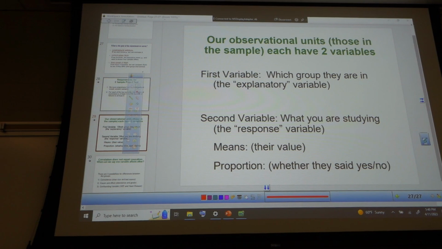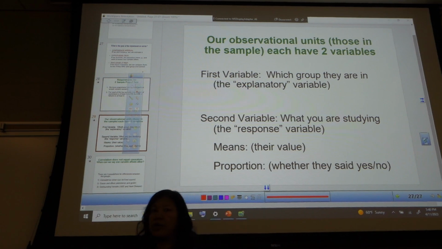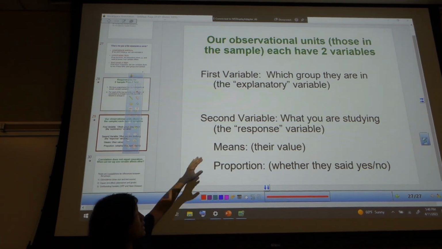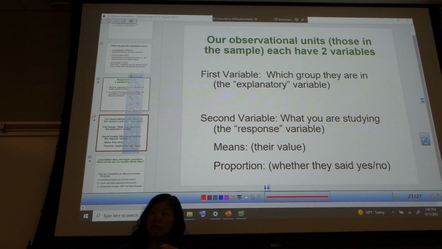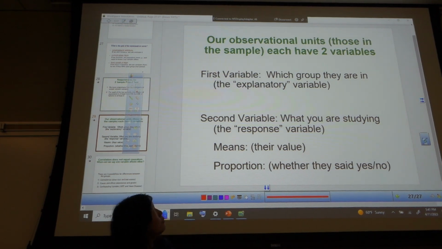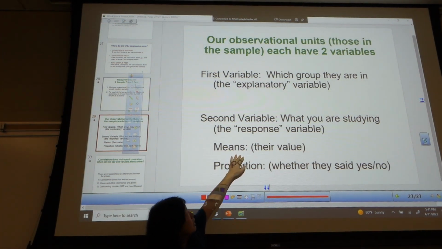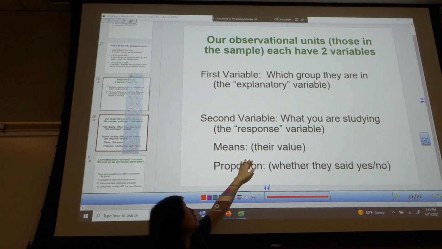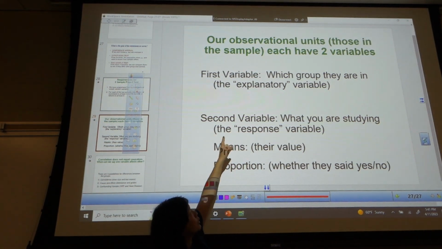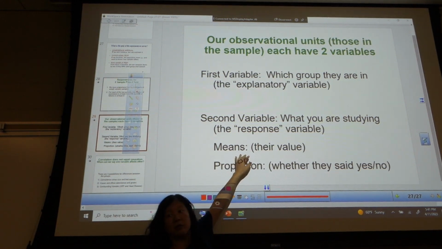So for example, say I wanted to know about cats and dogs. I want to know if the average weight of cats is higher than the average weight of dogs. I would take a random sample of cats and dogs. And the first thing I know about each animal is whether they're a cat or a dog. And the second thing I know about them is how much they weigh. So that would be means, right? Quantitative data. So I would know which group they're in and their weight.